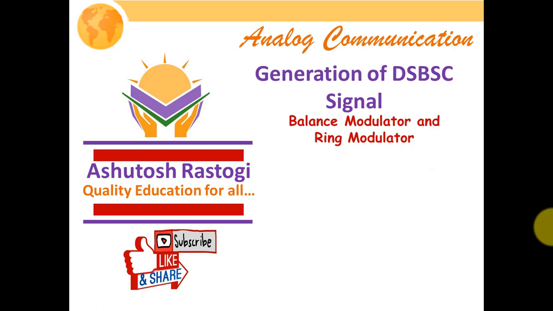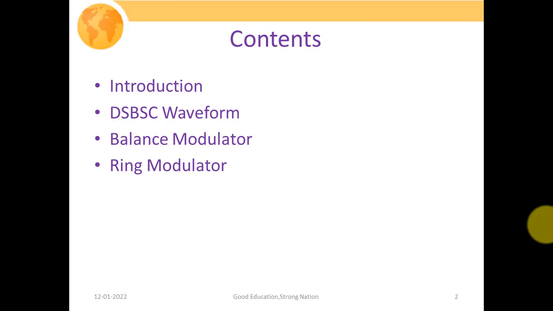Anyways, today in this particular lecture, we're going to discuss various generation methods of your DSB-SC signal, such as your balance modulator and your ring modulator. So these are the outlines. We're going to start with the introduction, where we will describe whatever we have studied in our last lecture. Then we're going to discuss your DSB-SC waveform, which will be followed by the block diagram description of your balance modulator. That is how with the help of balance modulator we will generate your DSB-SC signal. Then we will discuss your ring modulator, its block diagram structure and its detail. That is how with the help of ring modulator we will generate your DSB-SC signal.